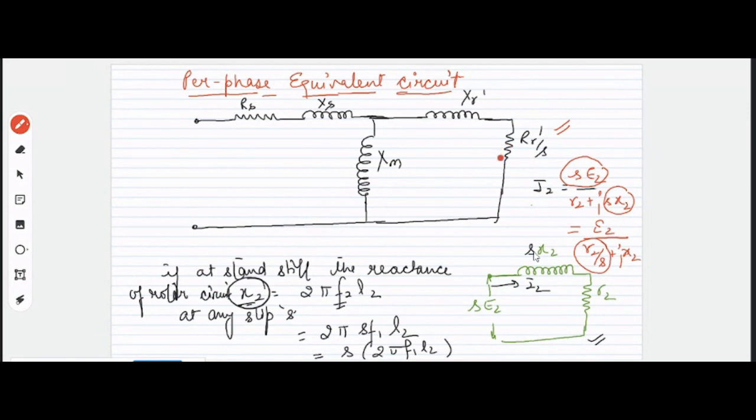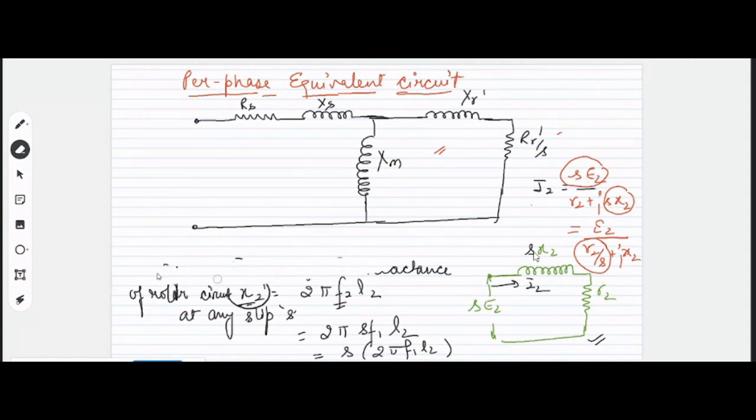You can see over here how they have made this equivalent circuit. They have made it in such a way that there will be a reactance X2 and a resistance R2 by S. So you could have seen in many books this as a rotor equivalent circuit, where they have represented the resistance as R2 by S. Did you get now why they have used R2 by S instead of R2, and instead of SX2 they have used X2? Did you get this thing? Yes, sir.